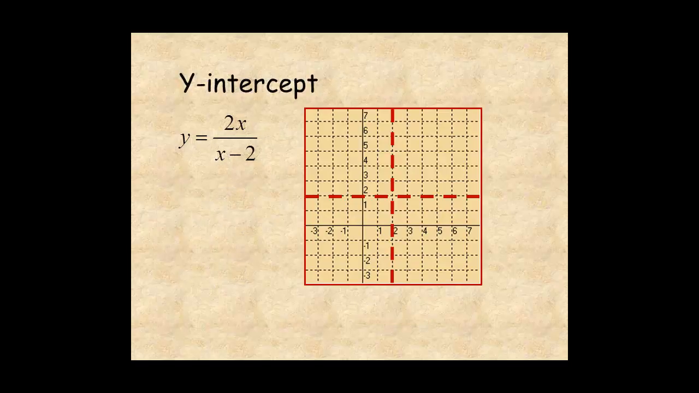To find the y-intercept, evaluate the function for x equals 0. This gives 0 over negative 2, which is 0. So the y-intercept for the function is the point (0, 0), the origin.